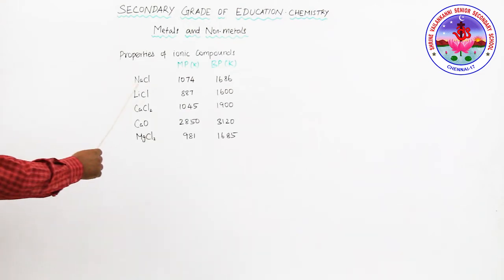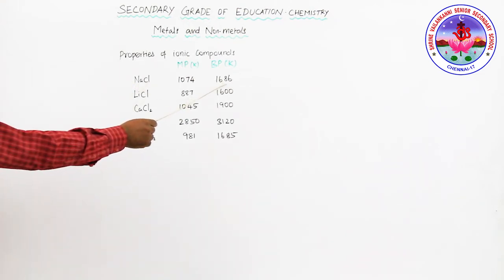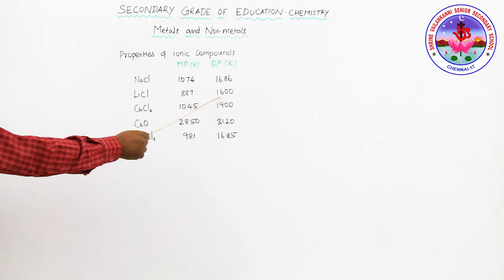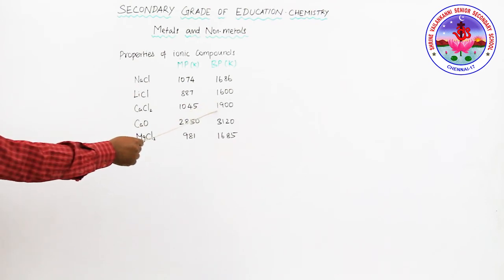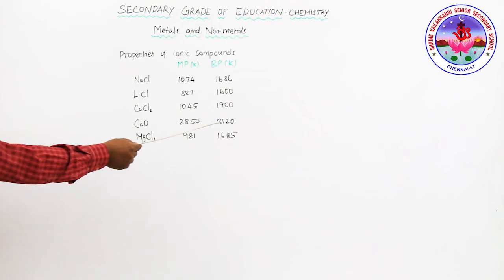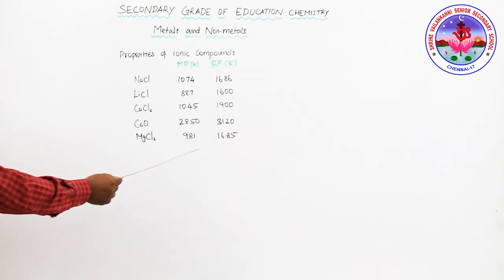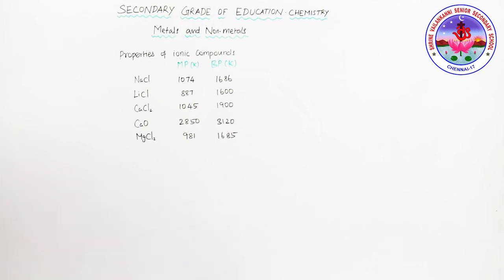Then the boiling point of sodium chloride is 1686 Kelvin, lithium chloride 1600 Kelvin, calcium chloride 1900 Kelvin, calcium oxide 3120 Kelvin and magnesium chloride 1685 Kelvin. See the physical nature: usually ionic compounds are solid and somewhat hard because of the strong forces of attraction between the positive and negative ions. These compounds are generally brittle and break into pieces when pressure is applied.